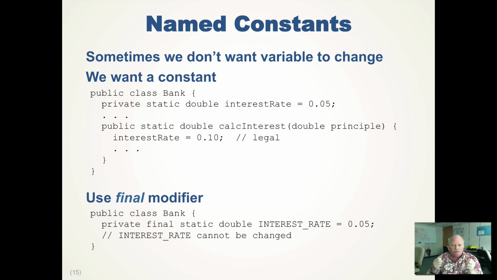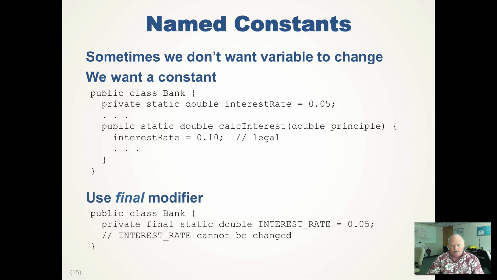constant. So what we do is we capitalize all the letters in the name, and we use underscores to separate the different words. So now, because we made it final, we changed the name from interestRate to INTEREST_RATE, and now INTEREST_RATE cannot be changed. The compiler will not allow INTEREST_RATE to be assigned to something else. So that's a very nice way of creating a static constant that we can refer to later on in our program by just referring to INTEREST_RATE.